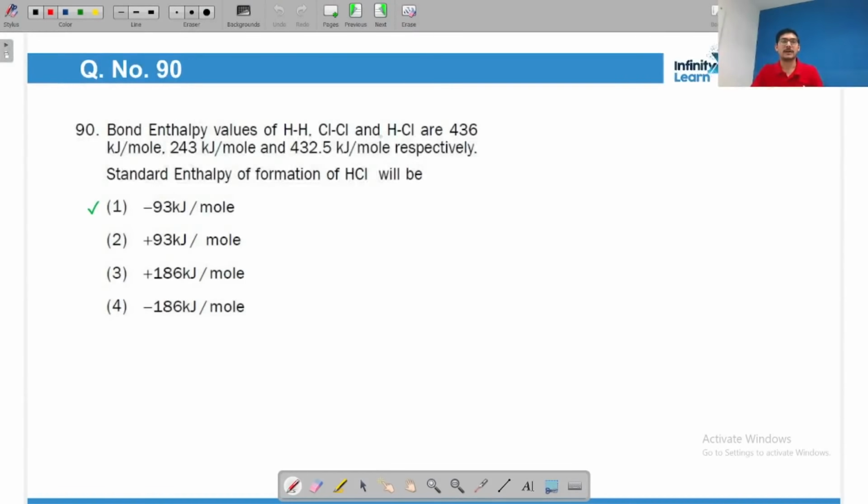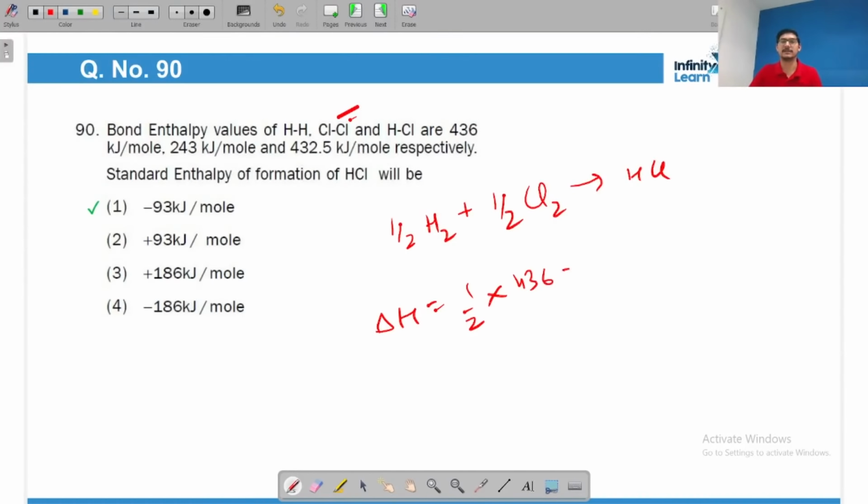When bond enthalpy values are given, guys, you have to do the bond enthalpies of reactants minus bond enthalpies of products. So standard enthalpy of formation: it is half H2 plus half Cl2 gives HCl, right? So the enthalpy change in this reaction will be half of the bond enthalpy of H2, which is 436, plus half of the bond enthalpy of chlorine, which is given to be 243, minus the bond enthalpy of HCl, which is 432.5. All right. So this will give you the correct answer. This will come out to be minus 93.